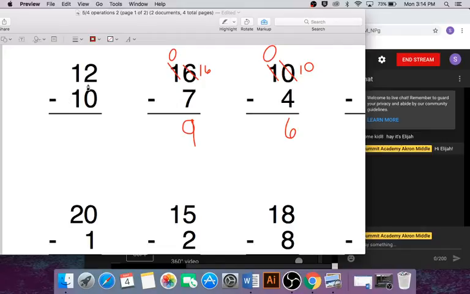Our next problem, we have 12 minus 10. Start on the right with 2 minus 0. 2 minus 0 is 2. And 1 minus 1 is 0. But because this 0 comes in front of our number, we don't need to put it. So our answer is just 2.